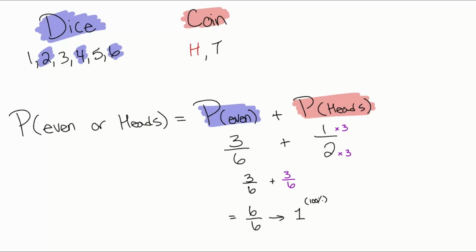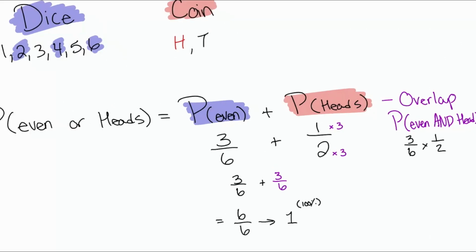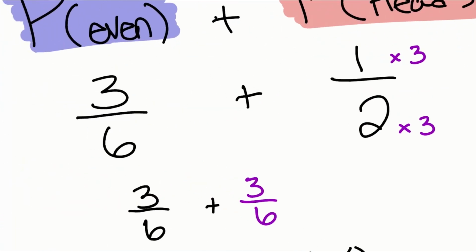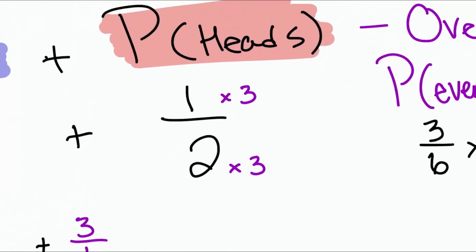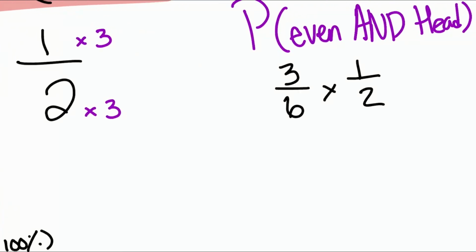So here we go. Let's go ahead and take into account the overlap here. So we will subtract overlap. And the overlap is, again, going to be the probability of even and heads. So the probability of even was 3 over 6. The probability of heads was 1/2. And we'll just go ahead and multiply them together. We got the 3 over 6 right over here for even. We got the 1 over 2 right over here for heads. 3 times 1 is going to be 3. 6 times 2 is going to be 12. So from here, everybody, this is what we're going to subtract.